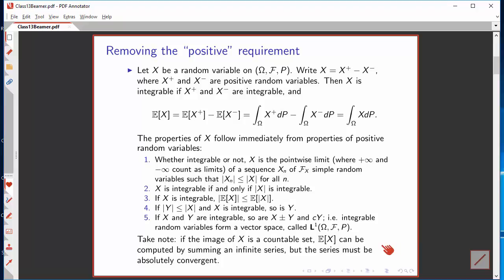Now, in the very common case where the image of x is a countable set, you can calculate the expectation of x by summing an infinite series. This will be an infinite series that will have both positive and negative terms if x can assume both positive and negative values. But the expectation is only defined if the series is absolutely convergent. If the infinite series that you sum is only conditionally convergent, then we say that the expectation of x is undefined, even though the series that we would use to compute it may be conditionally convergent.